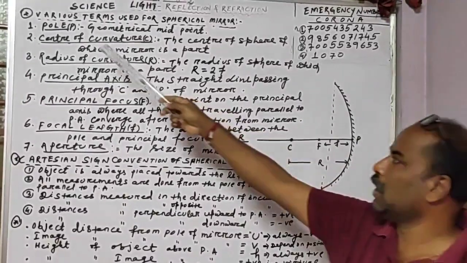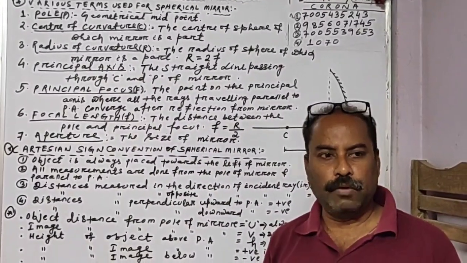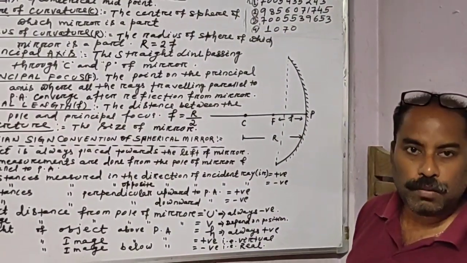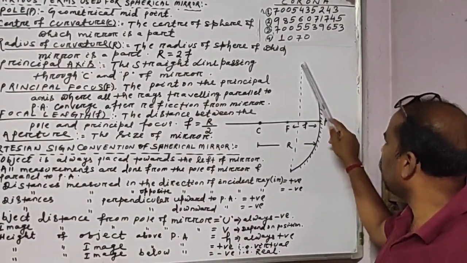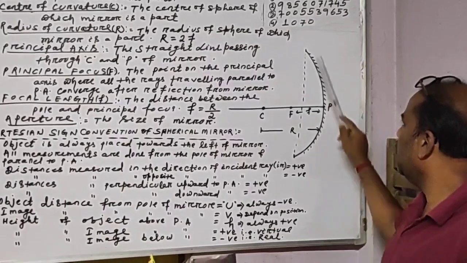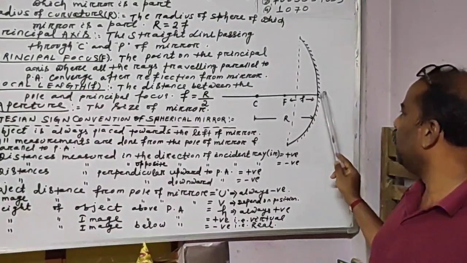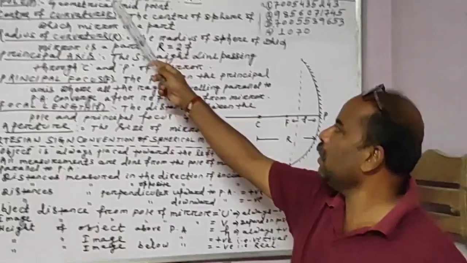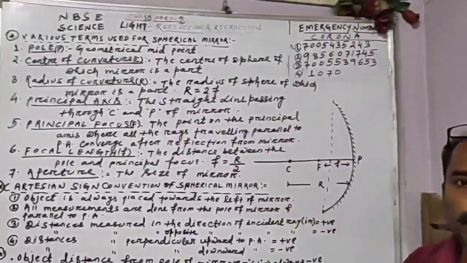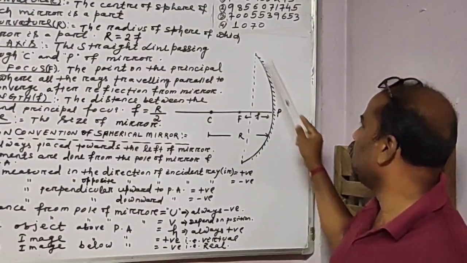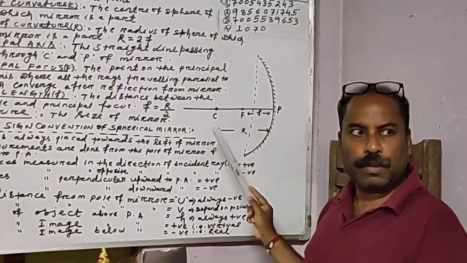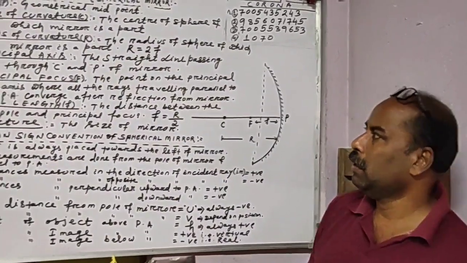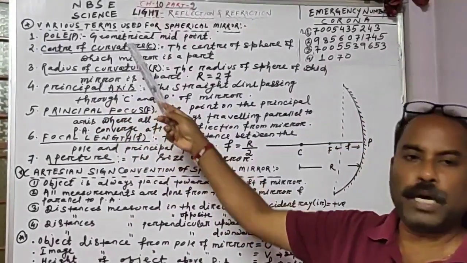Now in a spherical mirror, first will come the pole of the mirror, which is denoted by capital P. What is the pole of the mirror? From here to here is the mirror part, and the midpoint of this mirror part is generally considered as the pole of the mirror. So the pole of the mirror is the geometrical midpoint of the mirror, which is denoted by capital P. I think that is clear? Okay.